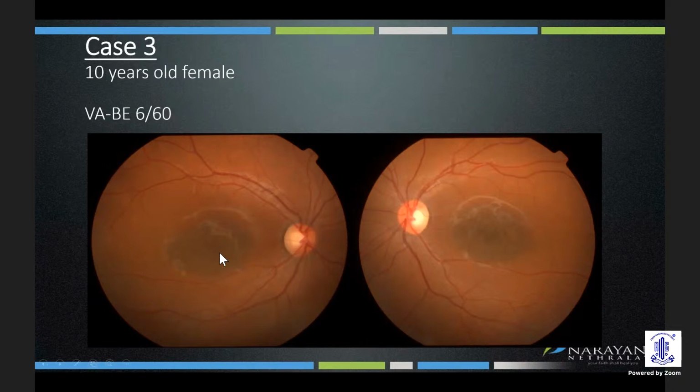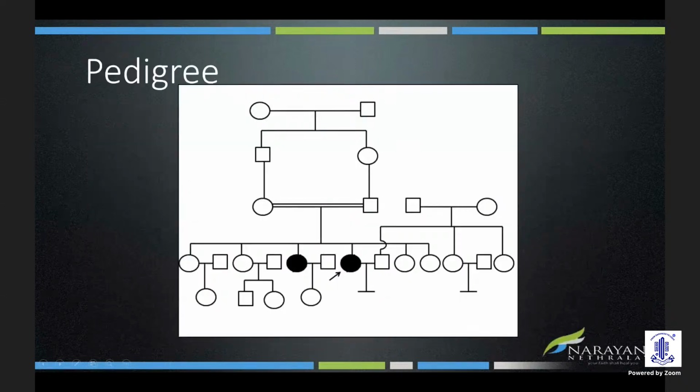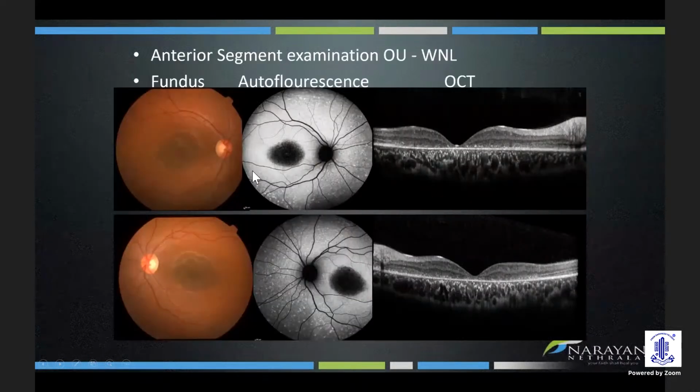The fundus photo, if you carefully observe, the disc, the vessels, everything looks fine. In the macula area, there are little atrophic changes, which may not be appreciated very well on the color fundus photo. After that, we did a pedigree. We got to know that she was a product of consanguineous marriage, and she also had one more sister with a similar problem. So look at the corresponding autofluorescence.